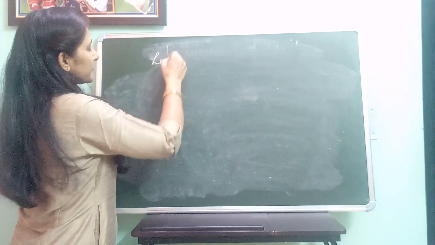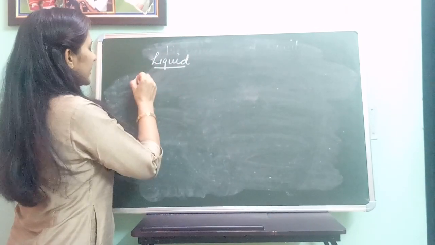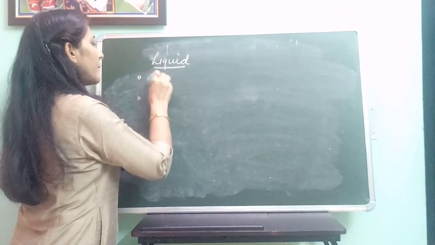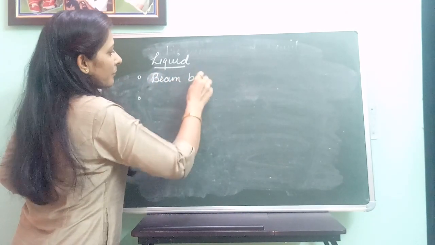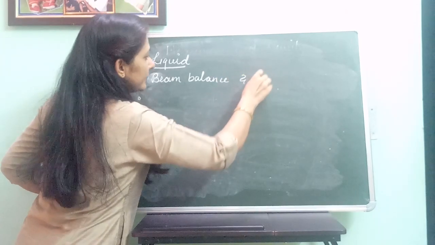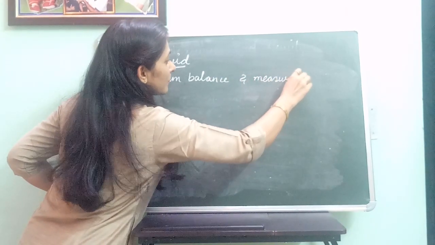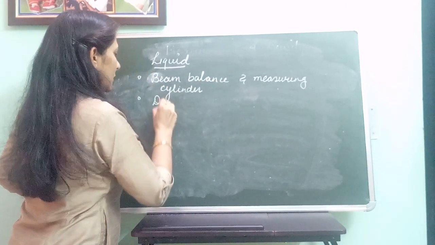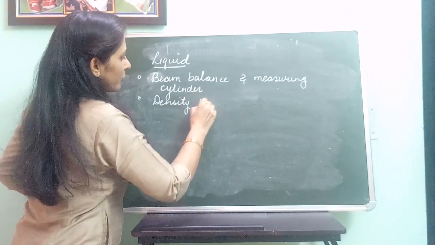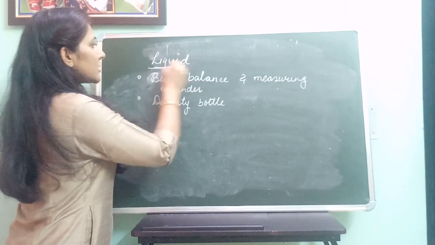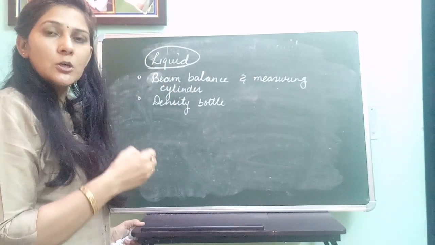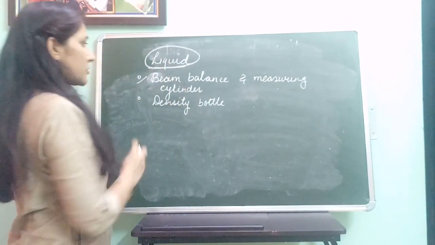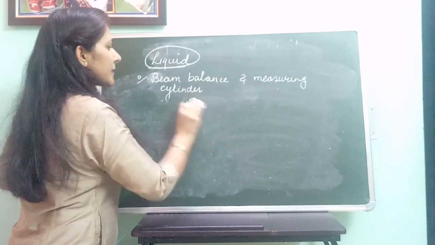In the case of liquids, we can measure density with the help of two methods. One is by using a physical balance, or you can say beam balance, and a measuring cylinder, and second, we can use a density bottle. These two we use to measure the density of liquid. In the previous one we learned how to measure the density of solids. Now, how do we find the density of liquids? Let's start with the first method, that is by using beam balance and measuring cylinder.